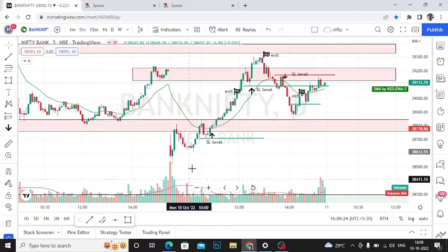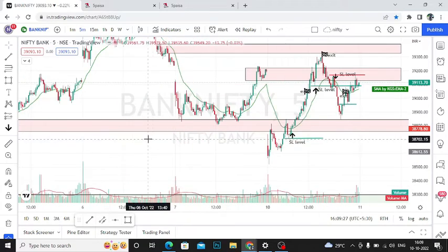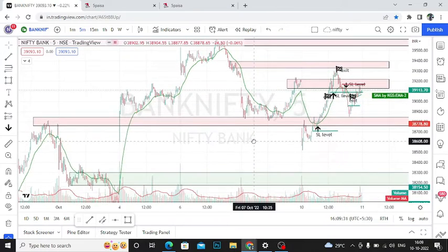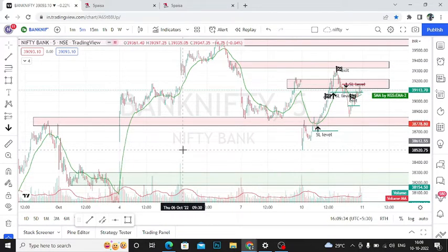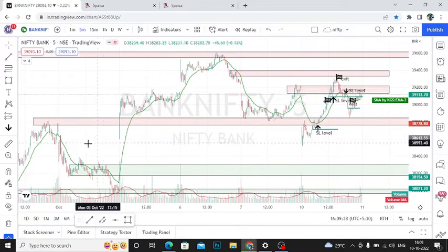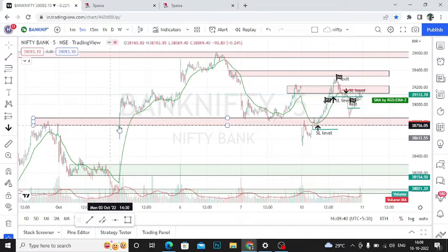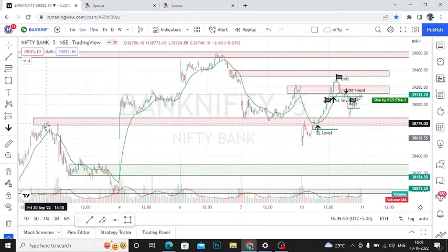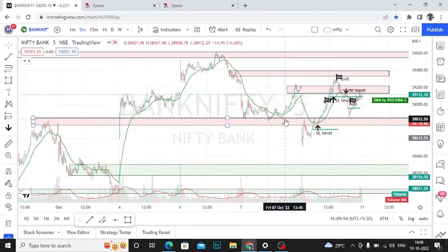First of all, let's observe the important levels that I had marked for today, depending on the previous day's market performance. This is the first area that I had marked. This level has been marked for previous days as well, and it is an important area.